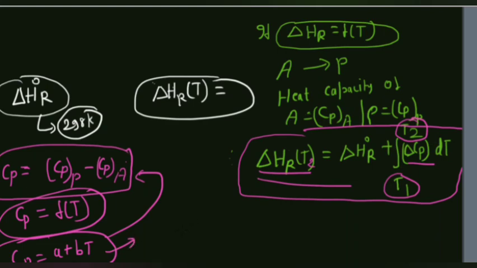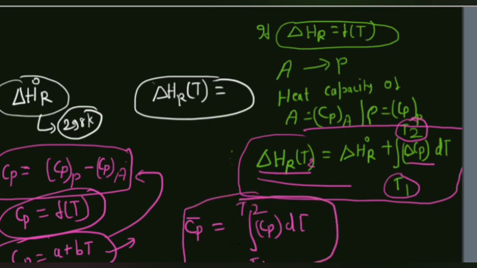If Cp is a function of temperature, then you have to calculate Cp average, which equals the integral over T1 to T2 of Cp dT. This will be your Cp average. Okay, Cp average equals the integral from T1 to T2 of Cp dT upon T2 minus T1. This will be your Cp average. Okay. Now next, I am coming to our main part, that is our energy balance in CSTR.